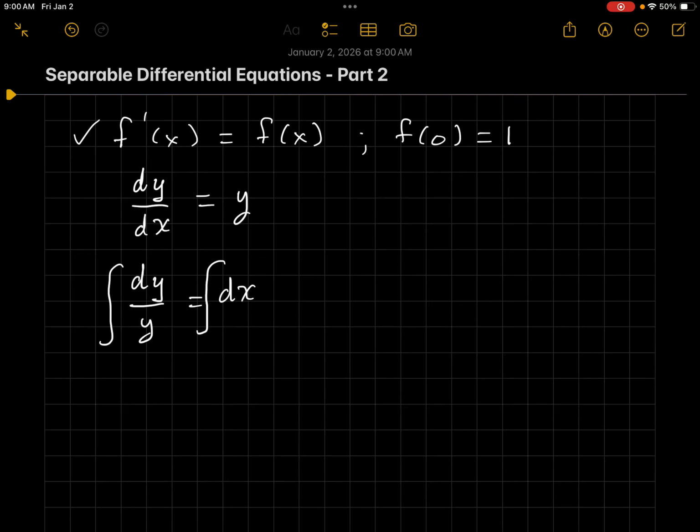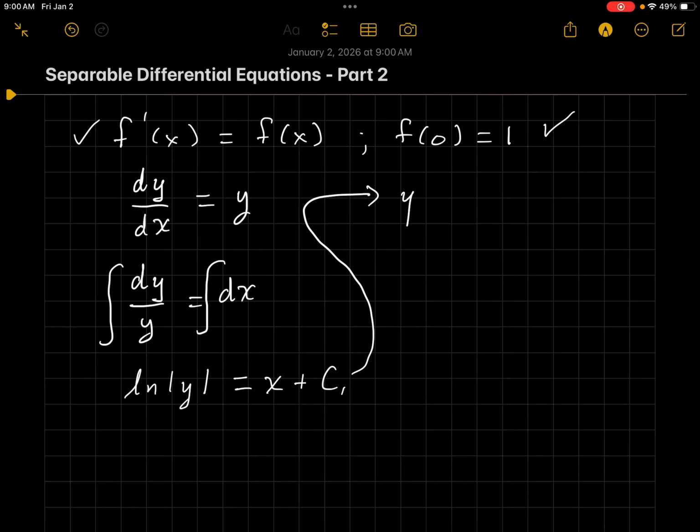Recall that the integral of dy over y is a natural log of y. I'm going to put absolute values. I don't need it here because I have the positive value over here, so I know it's going to be the natural log of regular y, but I'll leave it like that. And then we get equals x plus some constant of integration. I'll call it c1. And I'm going to move it up here to the top.